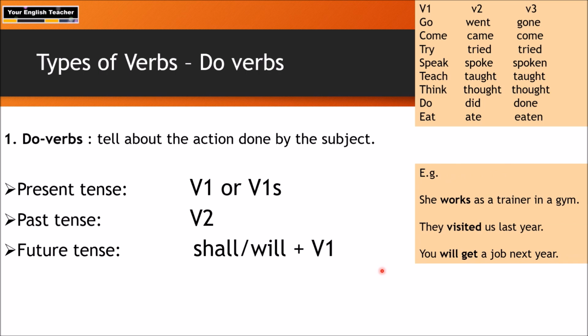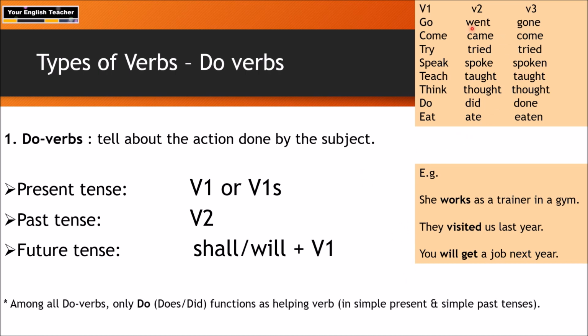See the examples. She works as a trainer in a gym. Here, works is a verb that indicates the action. They visited us last year. This is a past action. When did they visit us? Last year. They visited. And you will get a job next year. This is future. So the first one is present, the second one is past, and the third one is future.